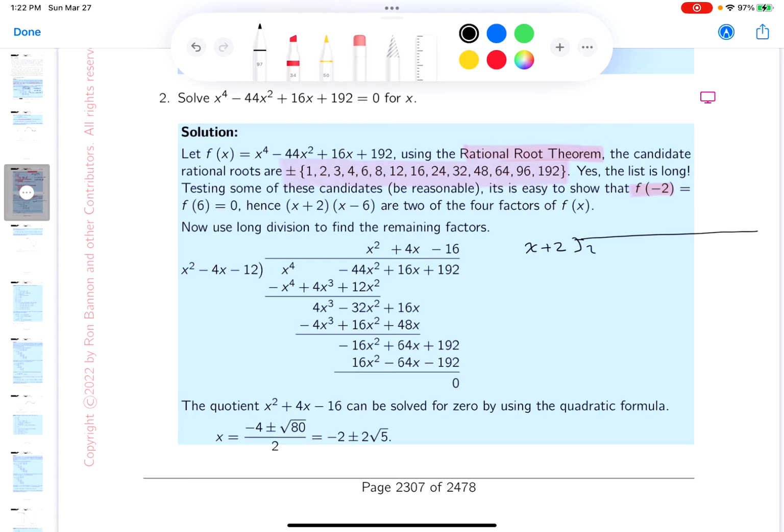and I get x^4 minus 44x squared plus 16x plus 192. Well, let's see, that'd be x cubed, right? You get x cubed. I'm depressing the equation by doing this, by the way. And then what do I get? Plus 2x cubed. I'm sorry, this is x^4. Sorry about that. Let me get my eraser out.